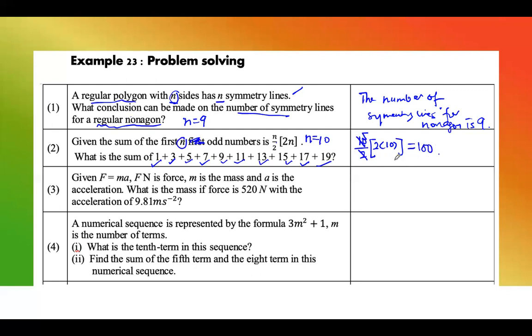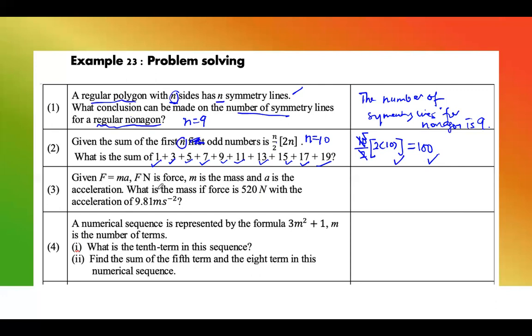So you need to show by using the formula. That means the question asks you to test on the n here. What is n? From here, you can count there are 10 first odd numbers. So n is 10.